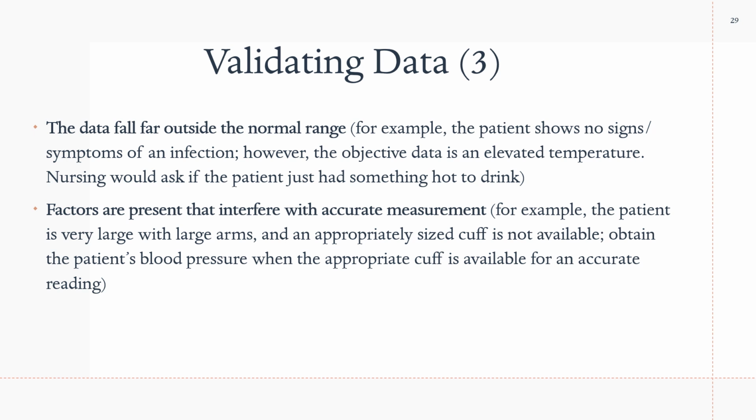Factors are present that will interfere with accurate measurement. For example, the patient is very large with large arms and an appropriately sized cuff is not available. So I can either obtain the patient's blood pressure when the appropriate cuff is available for an accurate reading, or I may simply document that I don't have the equipment to accurately take this patient's blood pressure.